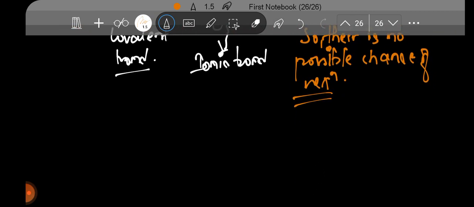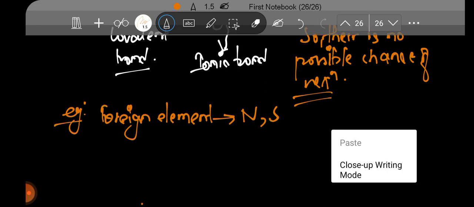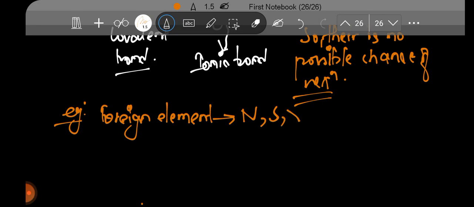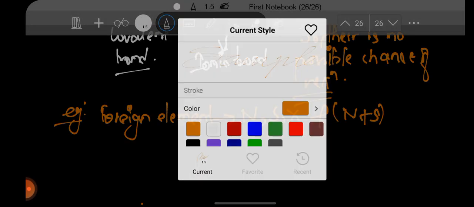Let us see. Foreign elements include nitrogen, sulfur, halogen as well as nitrogen plus sulfur. We will be dealing with this today. Let's see.